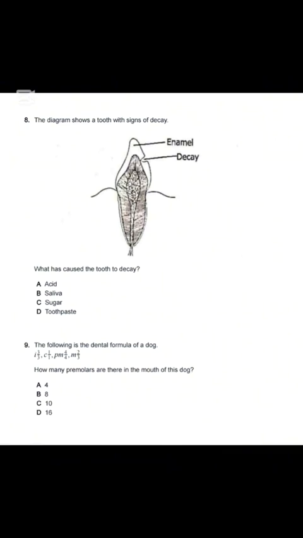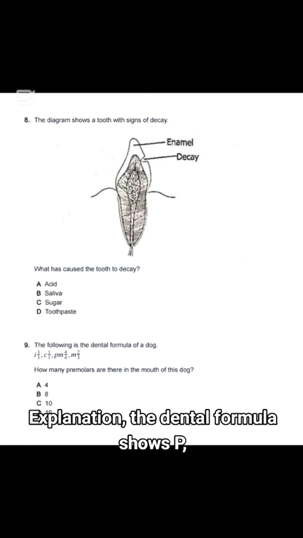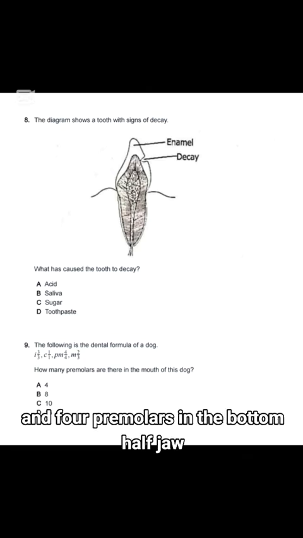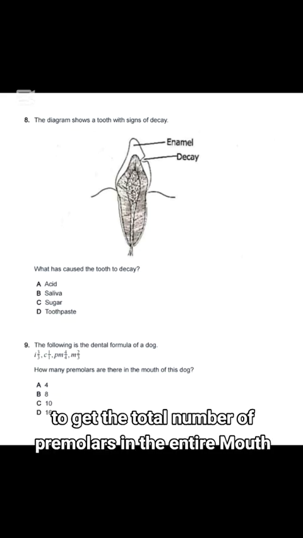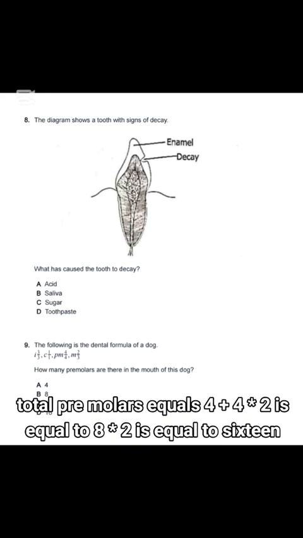Question 9. Answer: B. 8. Explanation: the dental formula shows PM 4 over 4, meaning there are 4 premolars in the top half jaw and 4 premolars in the bottom half jaw on one side of the mouth. To get the total number of premolars in the entire mouth, you add them together and multiply by 2. Total premolars equals (4 plus 4) times 2, which is 8 times 2, which is 16.